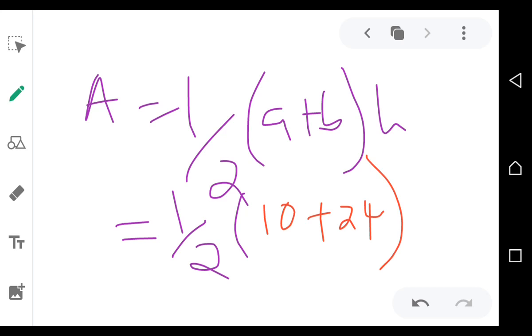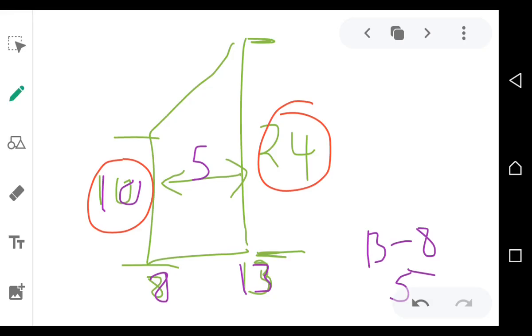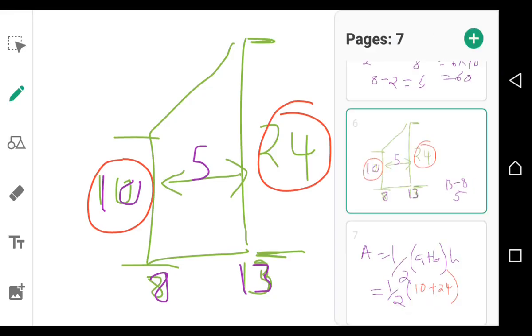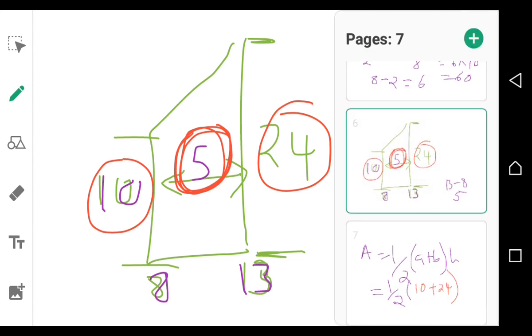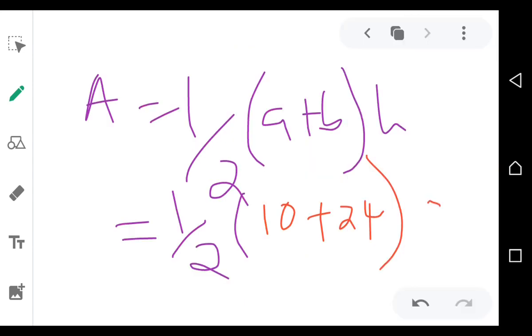The height is the one that is going to be the what? It's the one that is going to be the 5. So this 5 is going to be my height. Okay? Don't ask me why it's horizontal. The height, just know that it's 5. It's the one between these two lines. So height is going to be 5.